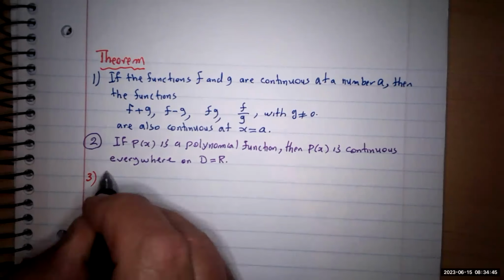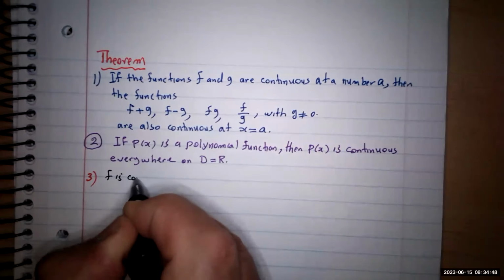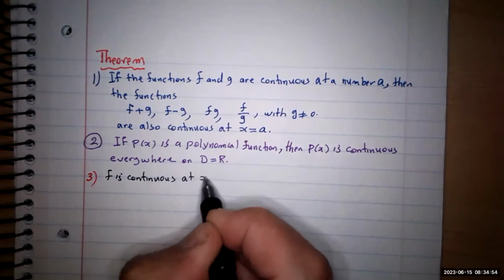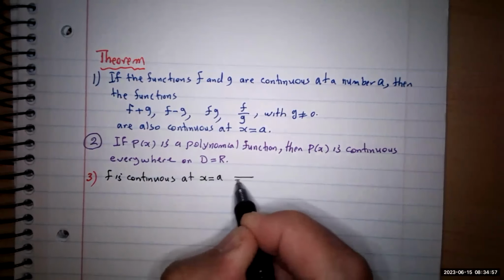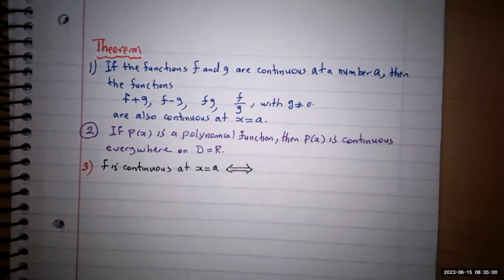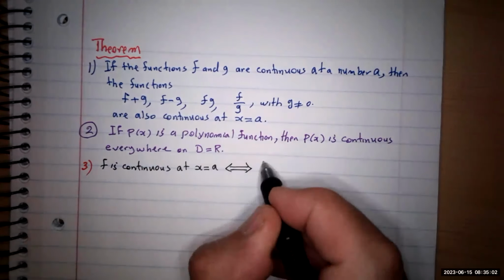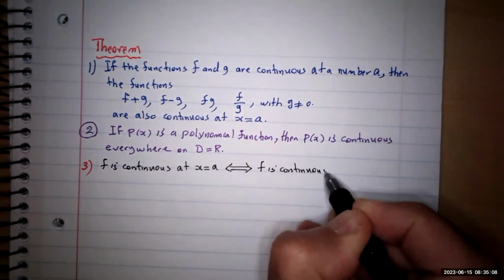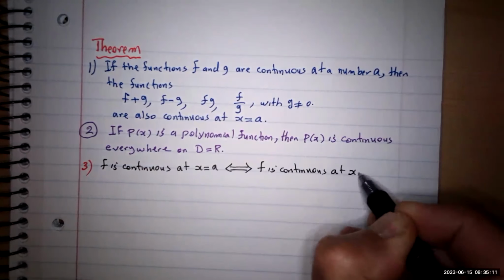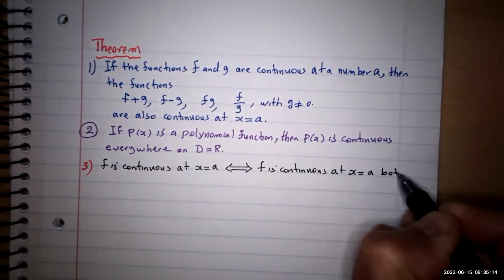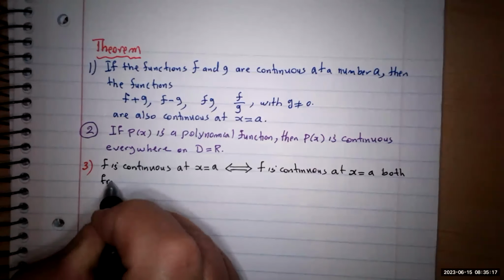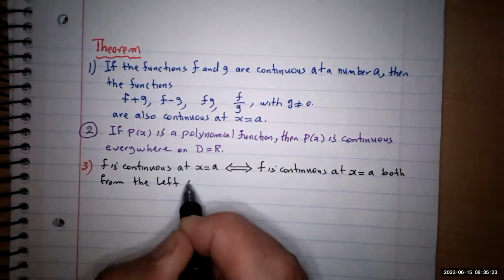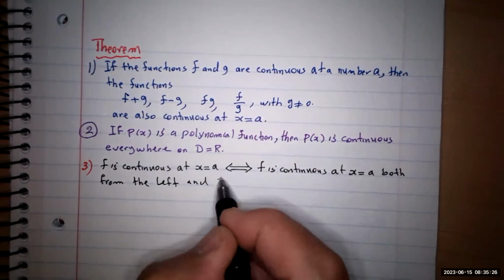And that is going to be the case. f is going to be continuous at x equal to a if and only if the right limit and left limit are the same, meaning if and only if f is continuous at x equal to a, both from the left and from the right.